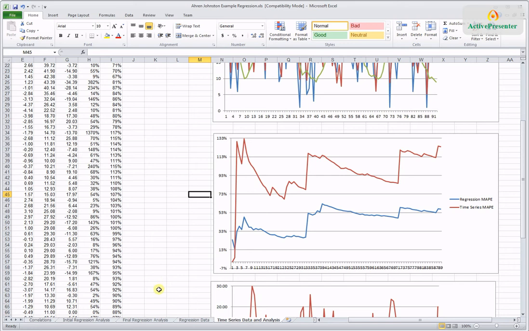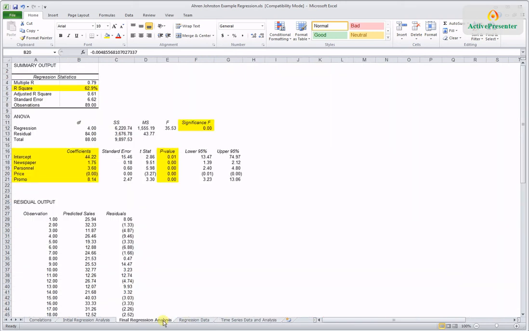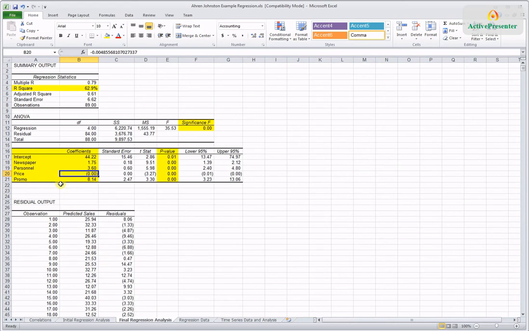And then the final thing I wanted to mention on the homework is some additional questions about regression. What else can we learn from regression? Specifically, what is the impact of increasing newspaper advertising or number of personnel, and should we do that? What would you recommend to managers about that?